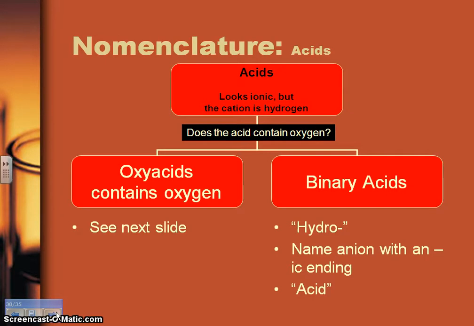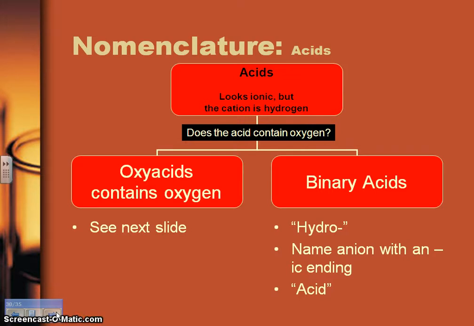So let's look back to our flowchart. Alright, at our flowchart, once we determine something's an acid versus a covalent compound versus an ionic compound, we have another question to ask ourselves. So remember, the acid is going to look ionic, but the cation is going to be hydrogen. So we have to ask ourselves, does the acid contain oxygen? So basically, is it a hydrogen bound to a polyatomic ion, or is it a hydrogen bound to some other element? If it's bound to an element, then it's going to be a binary acid.